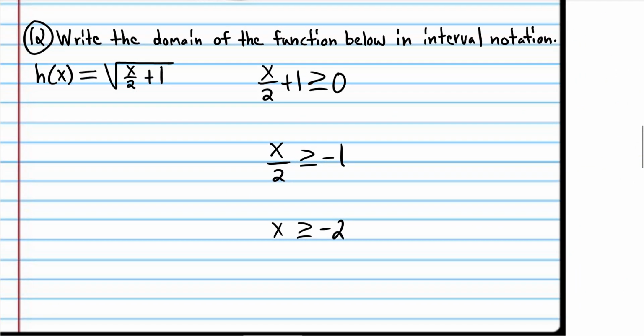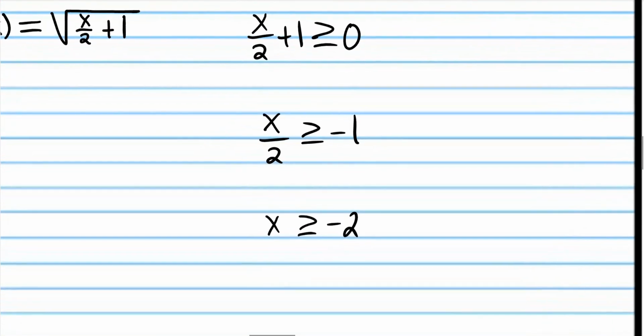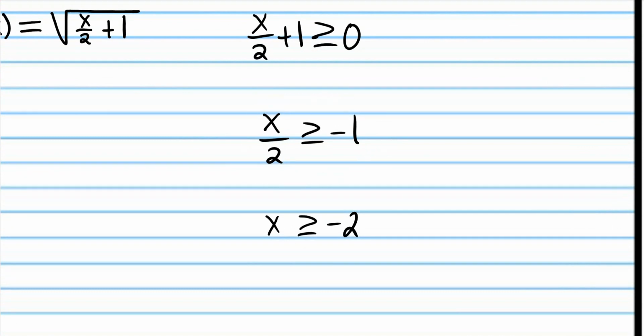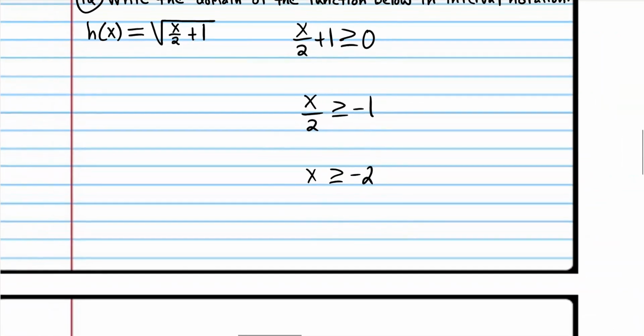Now be aware that if you multiplied both sides by a negative, you'd have to flip that inequality, so don't get that wrong on the test. If you multiply or divide both sides of an inequality by a negative, you have to flip the inequality. We didn't have to do that here, but you might have to do that on the actual test, so be aware of that, or the practice test for homework.